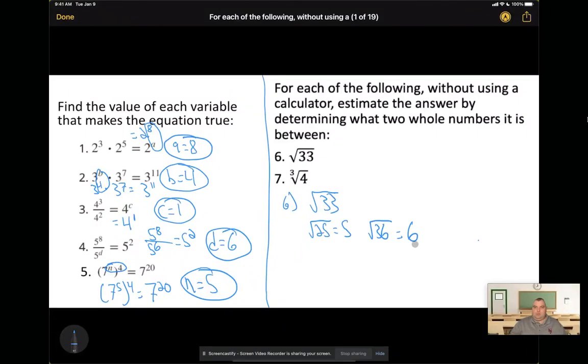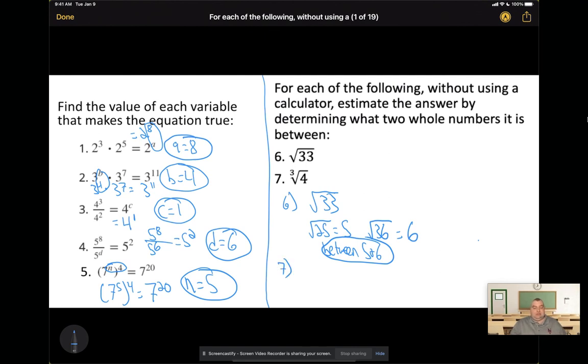So let me explain that one more time. Because 33 is between 25 and 36, and I know that 25 and 36 are perfect squares, then the square root of 33 is going to be between 5 and 6. I know it's a decimal value, and I know it's going to be somewhere between 5 and 6. So the square root of 33 is between 5 and 6. That answers the question. Estimate the answer by determining what two whole numbers it is between. The square root of 33 is between 5 and 6.